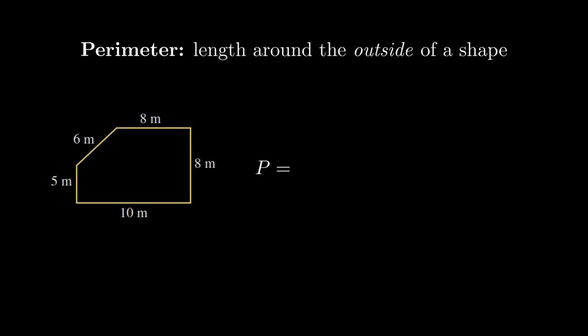Hello, so today we're talking about perimeter and circumference. So perimeter, we briefly mentioned last time, is the length around the outside of a shape. So for any shape like this, you just gotta work your way around.